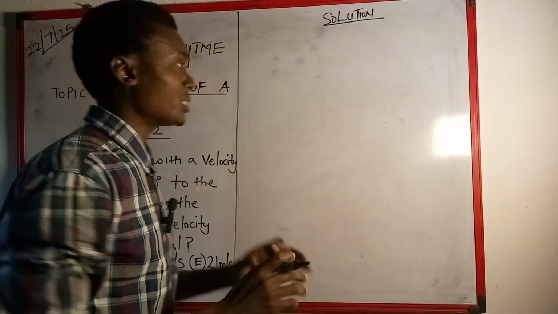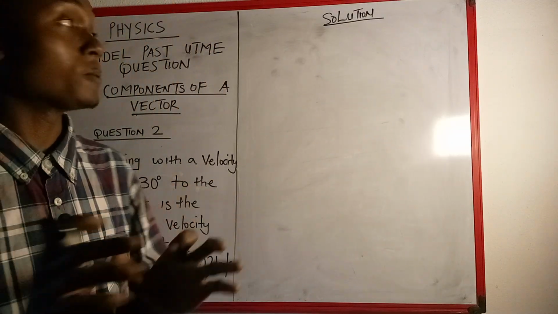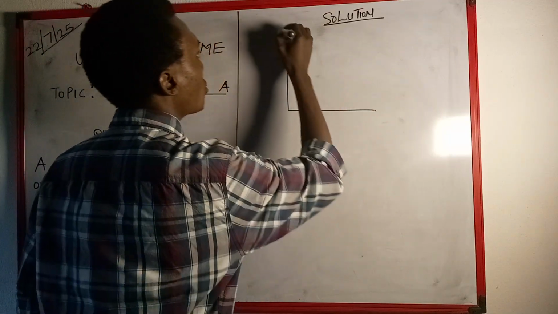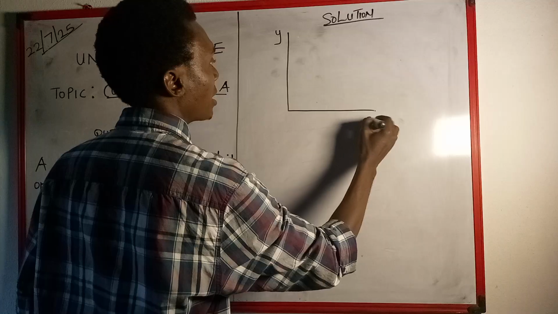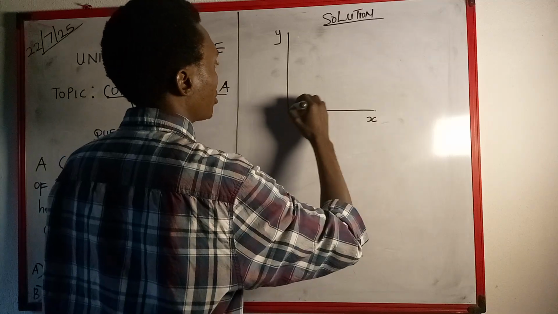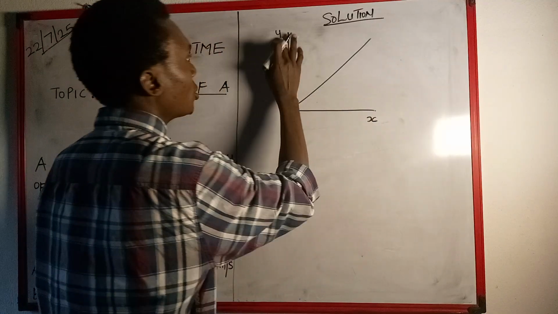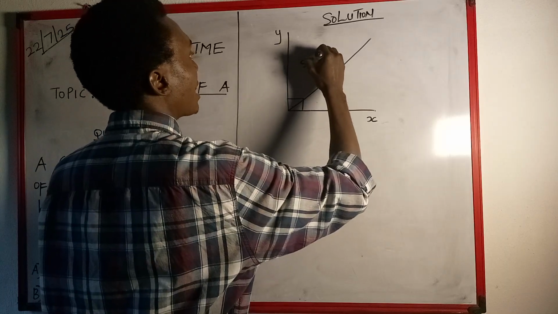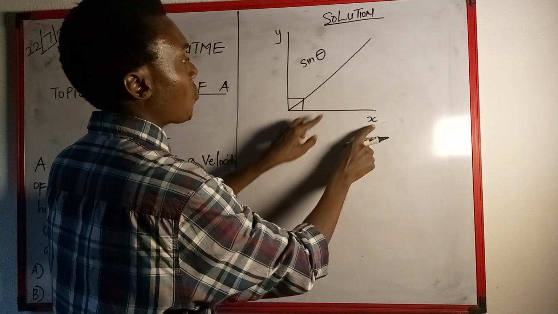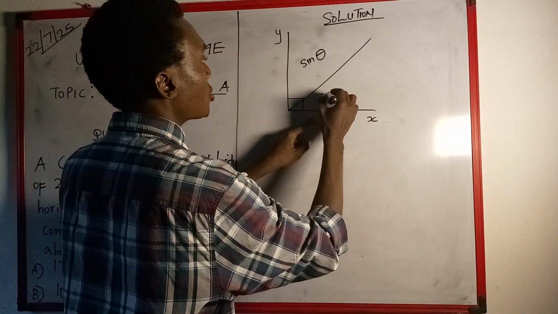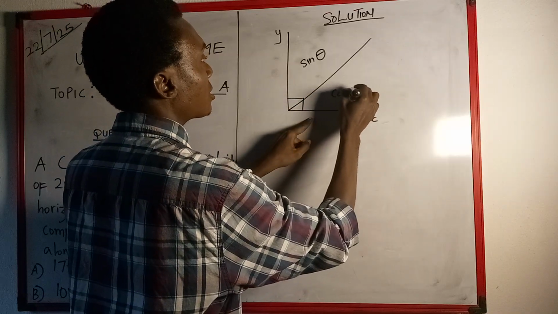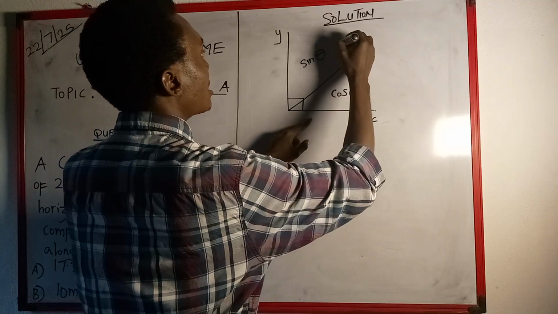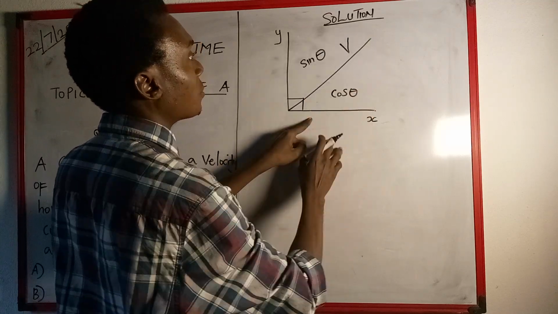Okay, while solving this type of question, there are things we need to know. Components of a vector: we have our y-axis, we have our x-axis. So when you draw your line, the y-axis always has sine theta, while the x-axis always has cos theta. Okay, so now this is the velocity that is given that we are looking for.